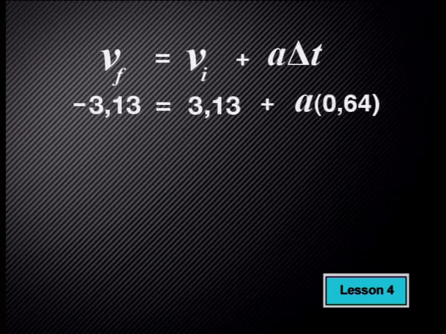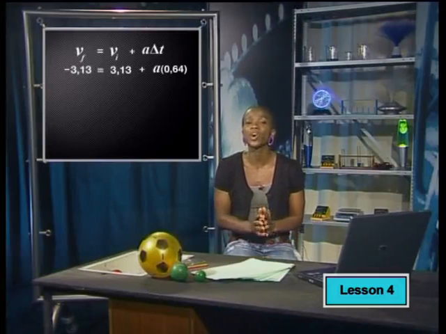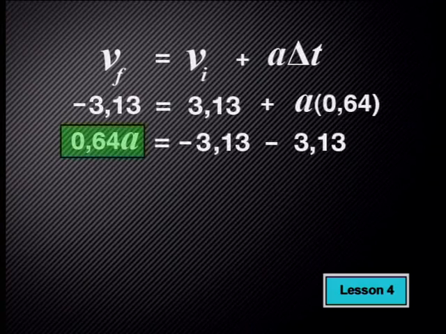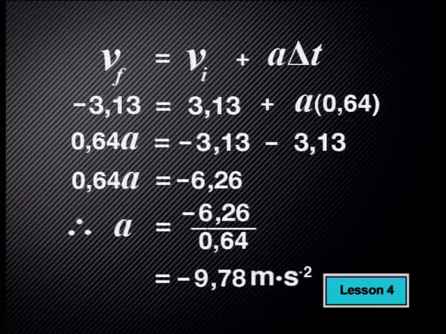Substitute in what we know, and don't forget the negative for the final velocity. To solve for acceleration, we need to get a on its own. So now 0,64 a is equal to negative 3,13 minus 3,13. 0,64 times a is equal to negative 6,26. Therefore, a is equal to negative 6,26 divided by 0,64, which is equal to negative 9,78 meters per second squared.